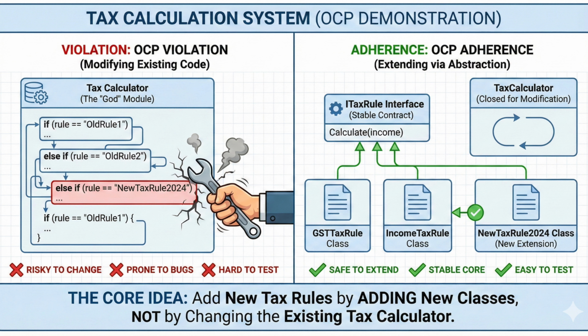Now look at the right side. This is the correct professional way to design it. Instead of writing all rules inside one class, we create a stable interface called ITaxRule with a method like calculate income. The tax calculator now depends only on this interface and becomes closed for modification. Whenever a new tax rule comes, we do not change the tax calculator. Instead, we simply create a new class like GST.